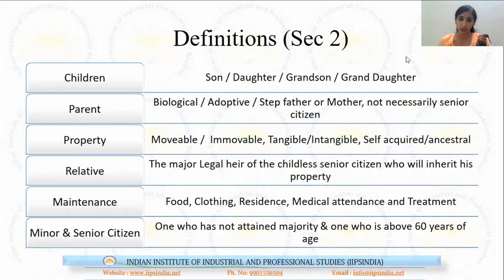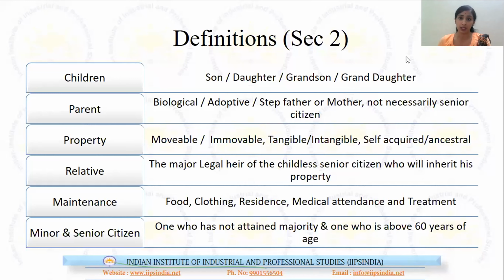Next, we will come to relative. The term relative in this act is used for childless couples. If there is a couple and they are childless, their property will go to a legal heir, and that legal heir is considered as the relative. So it reads as the legal heir of the childless senior citizen who will inherit his property. Whoever inherits my property will become my relative, and he also will be covered under the provisions of this particular act.